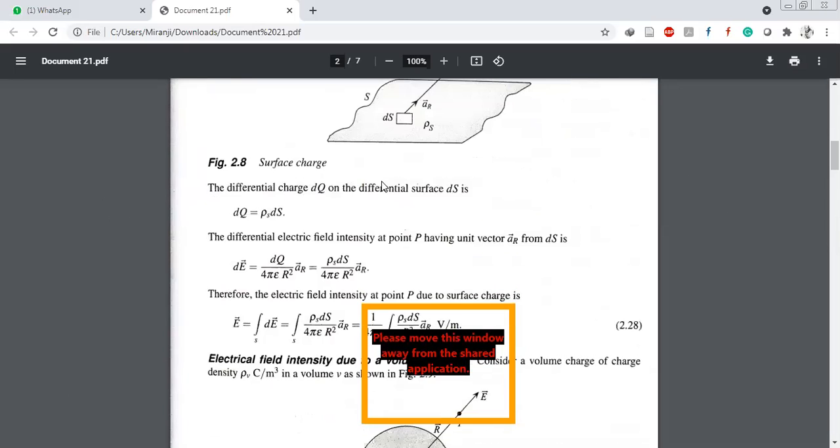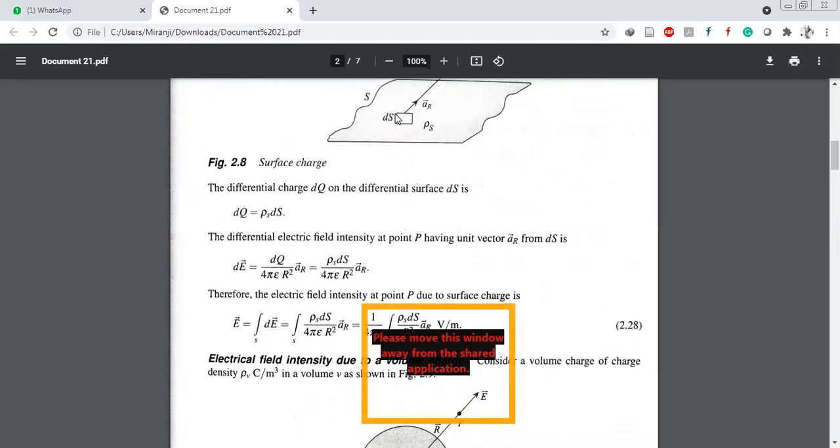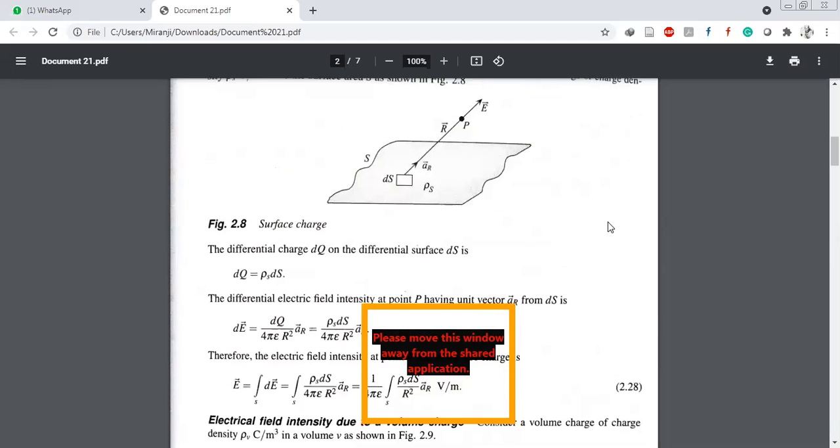Differential charge dq on the differential surface ds. In the previous case, Q equal to rho into L, but here it is surface charge, that's why they consider S: Q equal to rho into S. But here, in the entire surface, we consider a small point; later we have to integrate for the entire surface. That's why the differential charge dq equal to rho s into a differential surface area ds at a particular point. You can see from that figure, this is the surface S, and here the surface charge density is rho s, for that differential surface area ds.